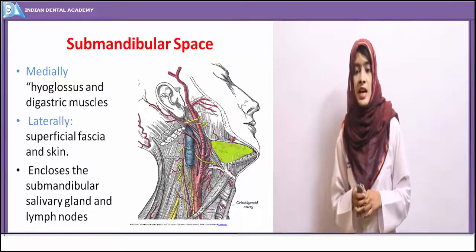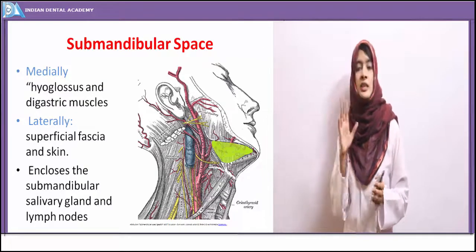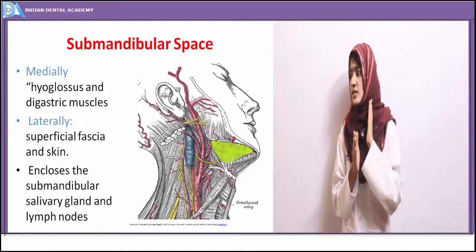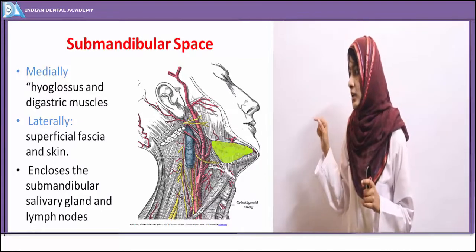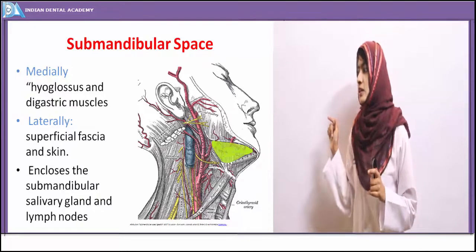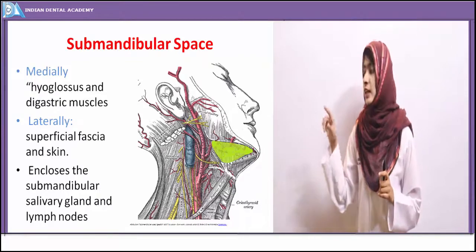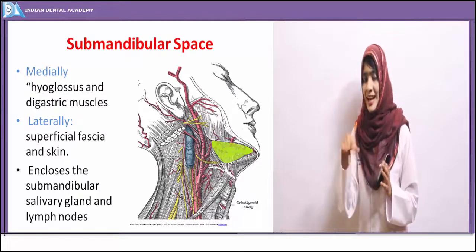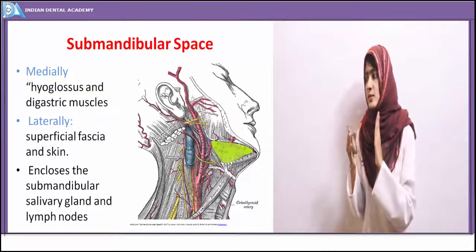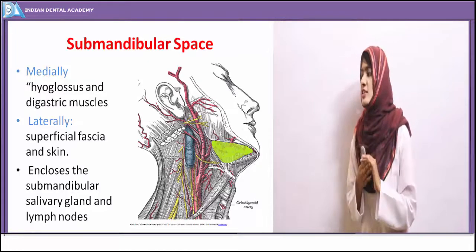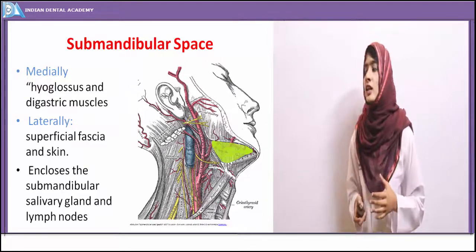Okay. The submandibular space is situated anteriorly. It is a triangular space, bounded medially by the hyoglossus and the digastric muscles. As you can see in the diagrammatic representation, the green colored part denotes the submandibular space. It is bounded medially by the hyoglossus and digastric muscles, laterally by the superficial fascia and skin, and it encloses the submandibular salivary gland and the associated cervical lymph nodes.